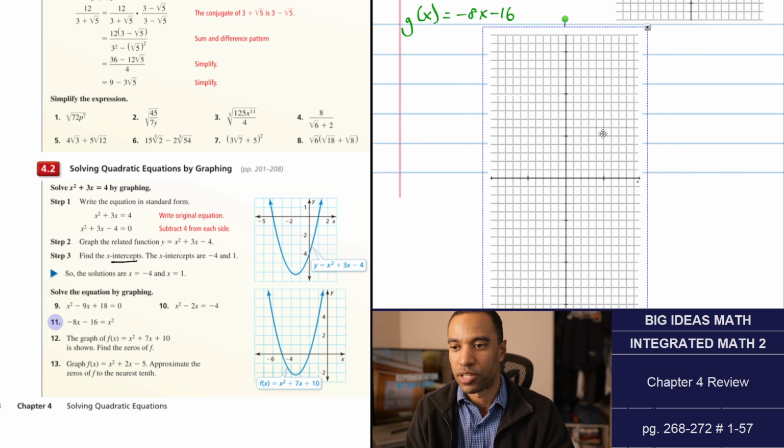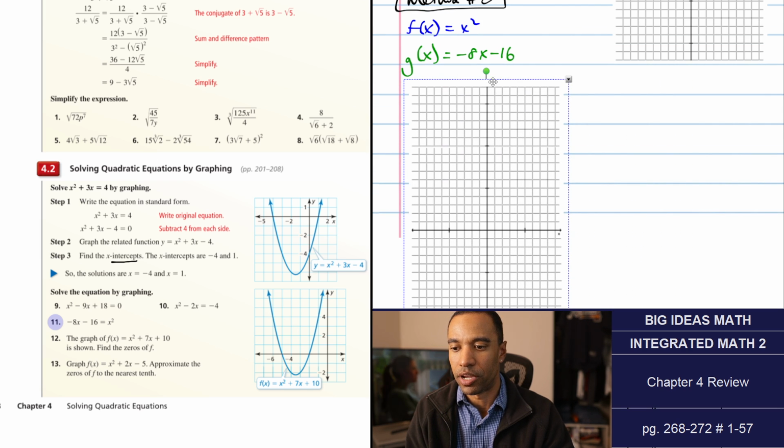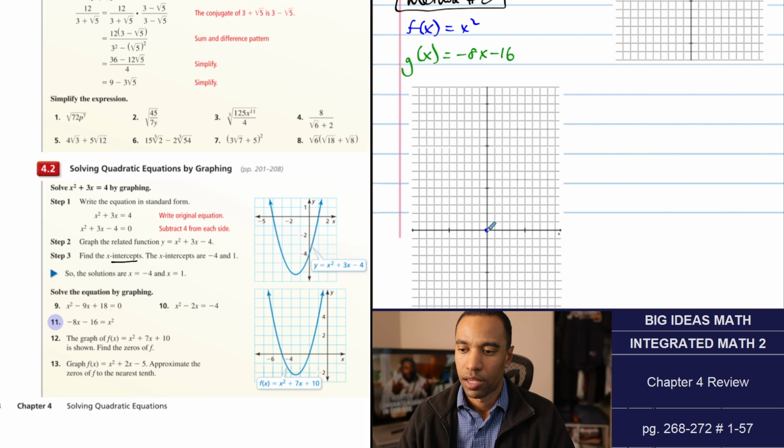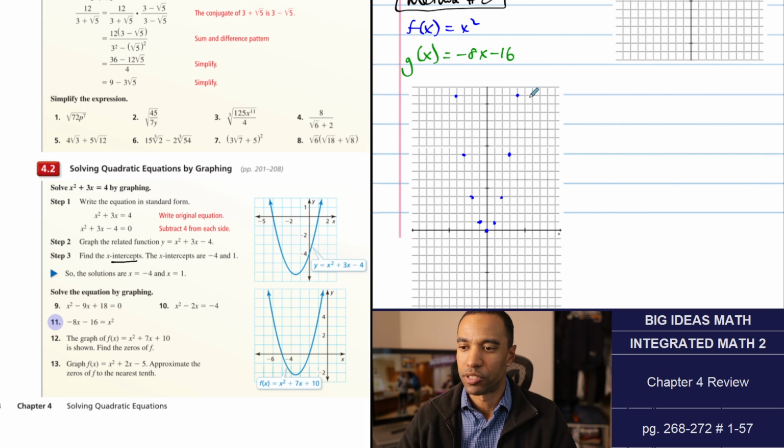Y equals x squared is as kind of straight up as you can get with regard to its look. You're starting at the origin, and you got your 1, 1, 2, 4, 3, 9, 4, 16 biz. Now I'm going to plot as many points as I can fit.